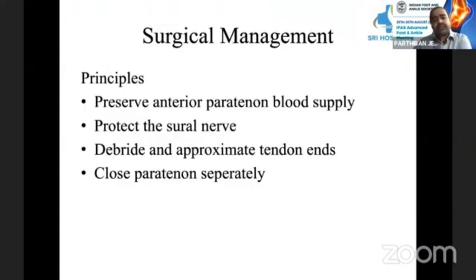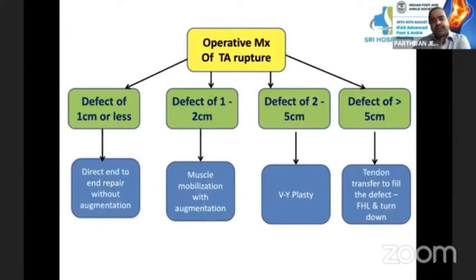Surgical management principles: preserve the anterior paratenon blood supply, protect the sural nerve, debride and approximate the tendon ends so that it heals well, and close the paratenon separately over the repaired tendon. I've just made a small tabulation of this operative Tendoachilles rupture management.